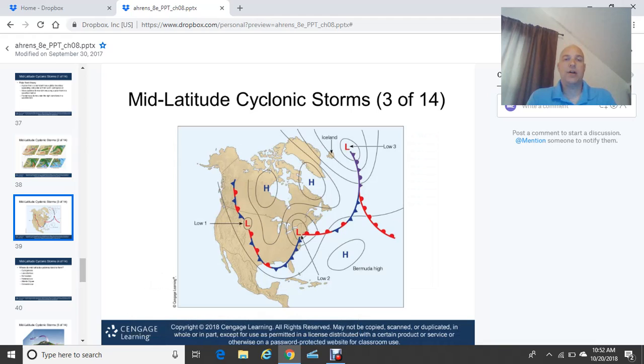Here's an example of mid-latitude cyclonic storms, generally along the polar front. And typically the polar front is around 60 degrees north latitude in the northern hemisphere, where you have the cold polar air meeting the milder mid-latitude subtropical air. But in the wintertime, because of the polar jet stream dipping much further south, the polar front can actually extend into the United States.